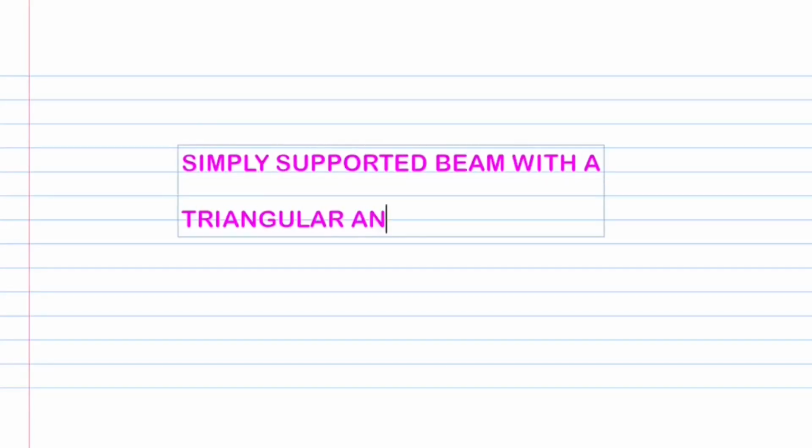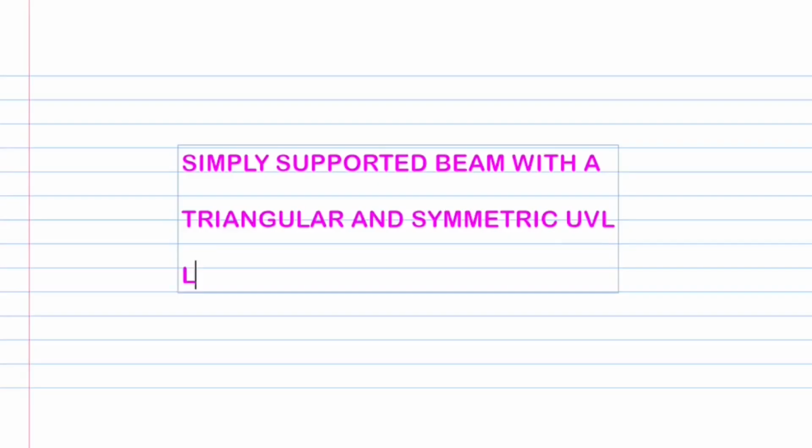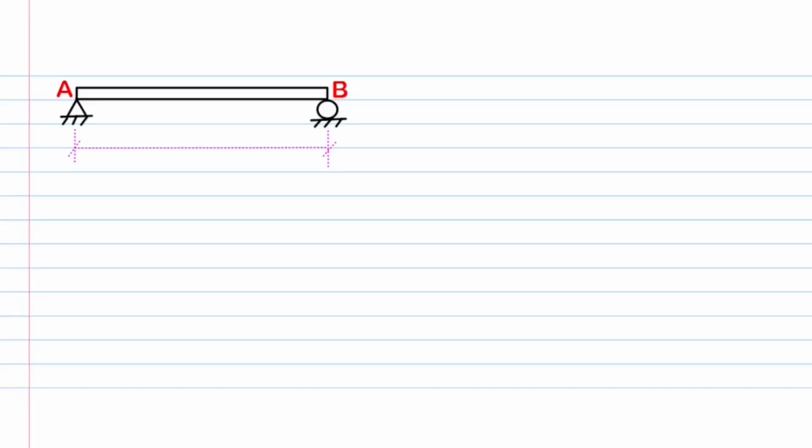In this lecture, we shall find the shear force and bending moment values for a simply supported beam with a triangular and symmetric uniformly varying load acting over the entire length. As usual, we will first draw the schematic diagram of the beam supported by a pinned support at the left end and a roller support at the right end. Let's label them as A and B respectively and mark the length as L meters.